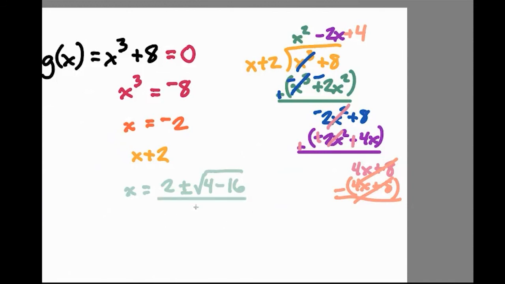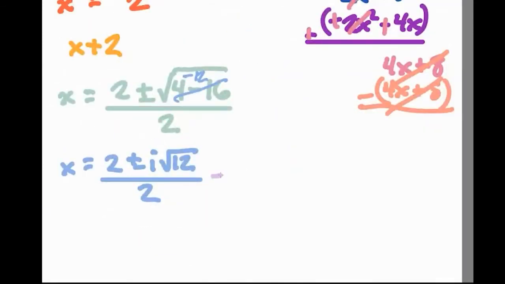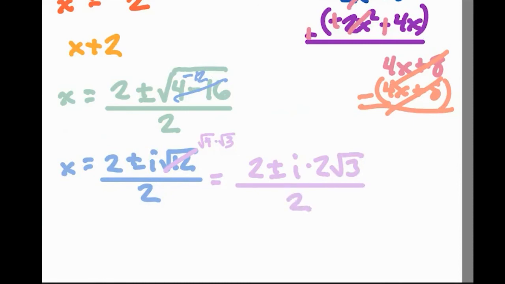And then we're dividing this all by 2. Okay. Well, this is just negative 12. So I can rewrite this to be x is equal to 2 plus or minus i root 12 all over 2. The square root of 12 can break down because there's a perfect square in there of root 4. So this breaks down to the square root of 4 and the square root of 3. And the square root of 4 is 2. So you're going to end up with 2 plus or minus i times 2 times root 3, all divided by 2. You can divide the top and the bottom by 2 here.